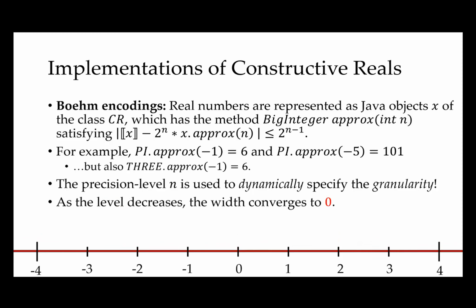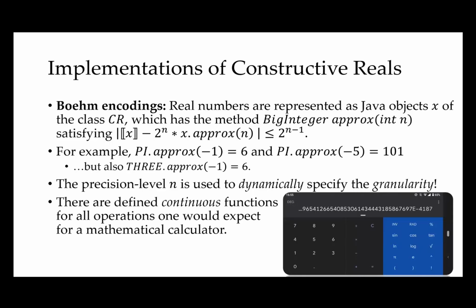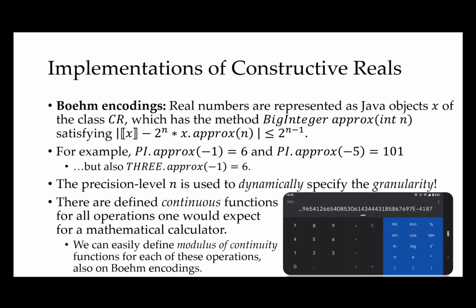And so we choose a precision level at any point, and we can use the continuity to do this on certain operations. And that's what allows us to infinitize this process and use this as a data type for the calculator, for example. So there are defined continuous functions for all the operations one would expect for a mathematical calculator. As I said, it's used in that app. And if we try and compute pi to 4,187 places, you can do that in this, and you probably couldn't do that in floating point, or at least more complex calculations you couldn't.